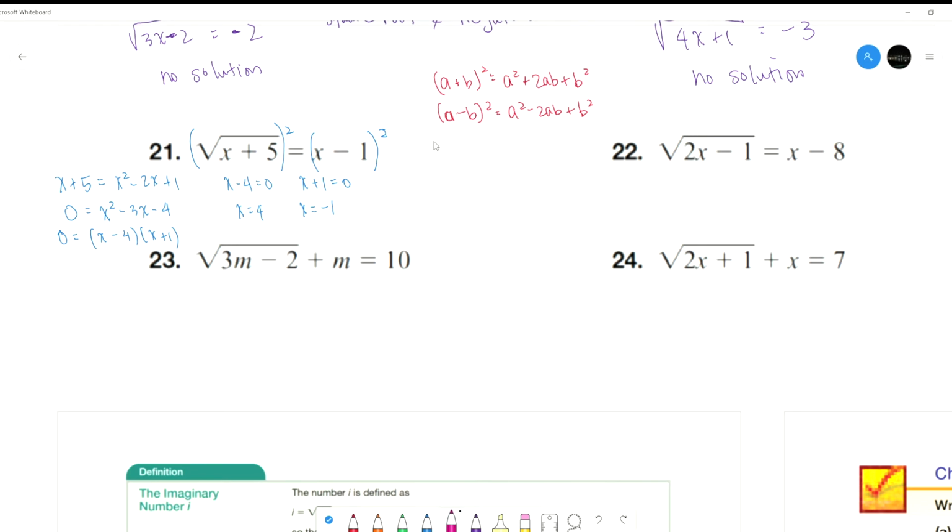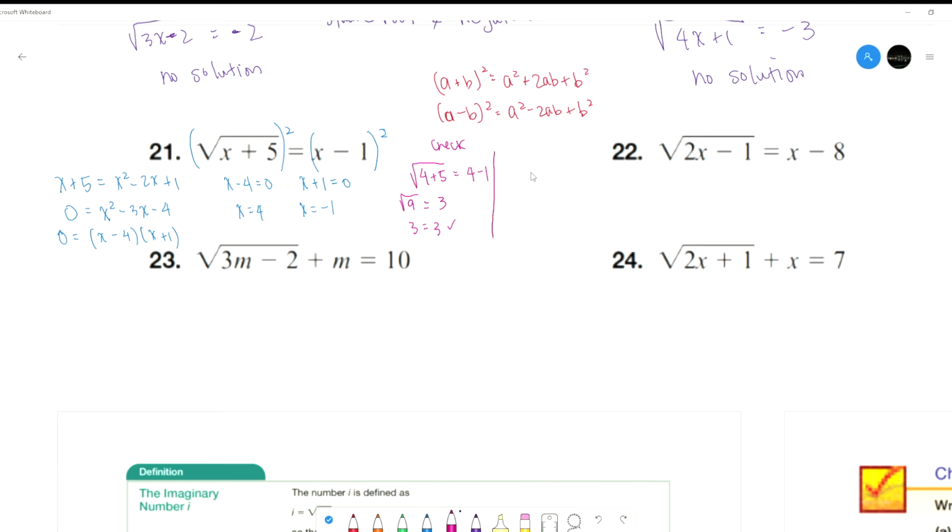And last but not least, you have to check, right? One of these or both of these might be extraneous. So we plug it back into the original equation. So we have 4 plus 5, and then the square root of that is equal to 4 minus 1. So that's the square root of 9 is equal to 3. So 3 is equal to 3. That means x equals 4 is the solution.